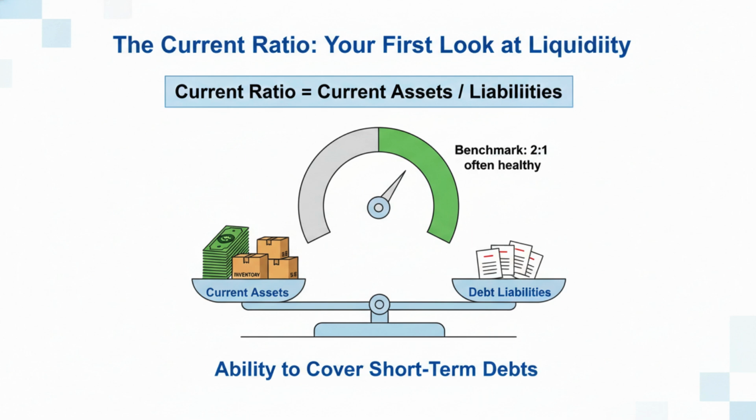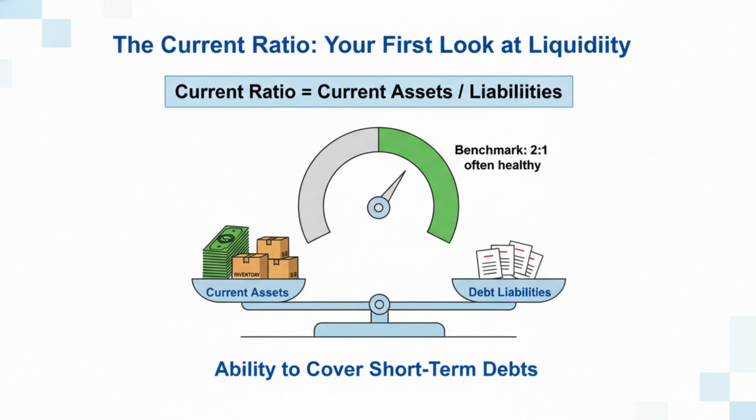The current ratio is calculated by dividing your current assets by your current liabilities. It tells you how many times your current assets can cover your current liabilities. A higher ratio typically indicates a stronger ability to pay off short-term debts. While the ideal ratio can vary by industry, a benchmark of 2-to-1, often healthy, is a commonly cited guideline. This means having twice as many current assets as current liabilities.